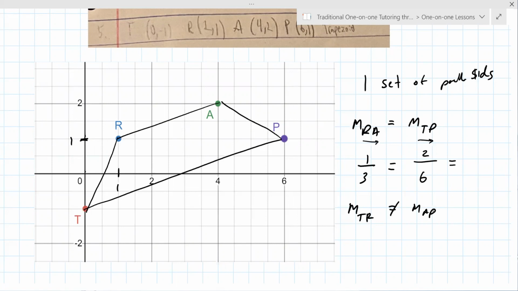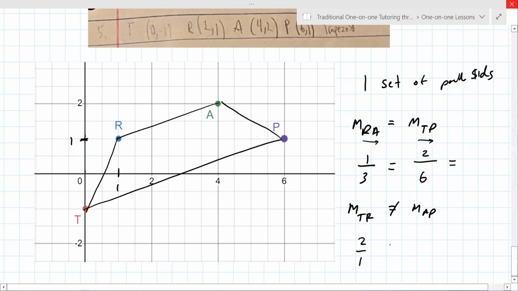All right. So what is the slope from T to R? T to R. The slope from T to R would be 2 and 1. 2/1. How about from A to P? That would be 2 and -1.